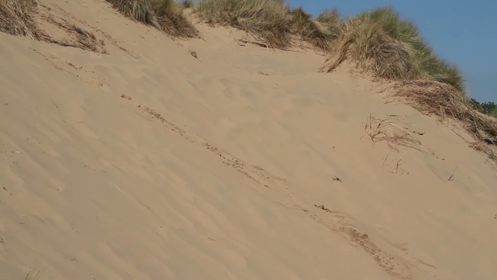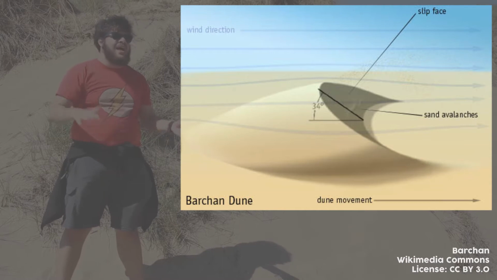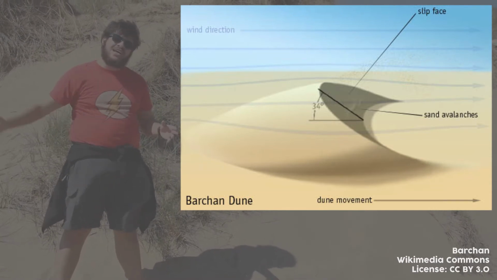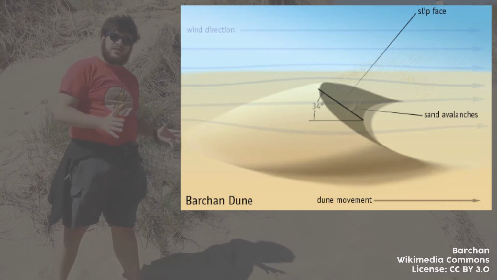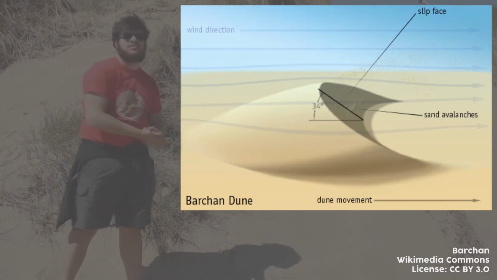These form because winds in the desert blow the sand up the gentle sloping side, which is about 15 degrees, until the pile crosses the critical angle and it slips down the shear face. This happens again and again until you have a dune that's up to 30 metres tall and 400 metres wide.